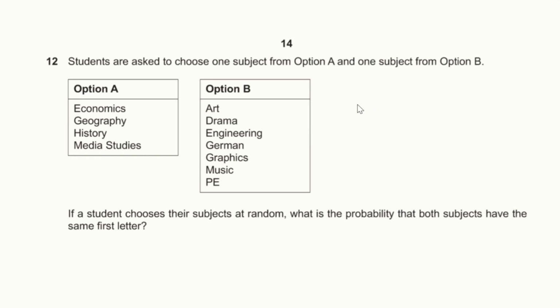Question number 12. Students are asked to choose one subject from option A and one subject from option B. If a student chooses their subjects at random, what's the probability that both subjects have the same first letter?